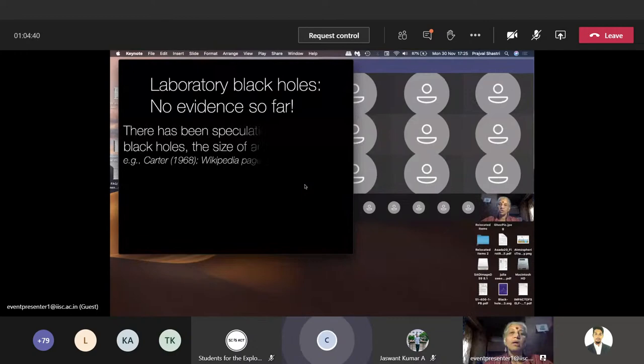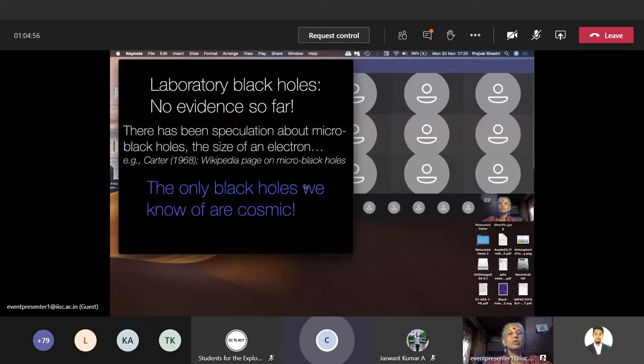So far, there's no evidence that there are black holes in the laboratory. There have been speculations about micro-sized black holes or electron-sized black holes and so on, but they have not been found yet. And so the only black holes we know of are cosmic.